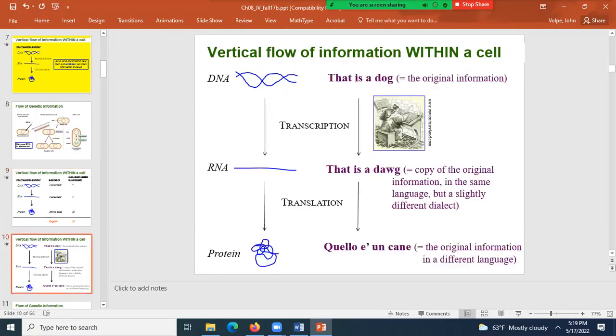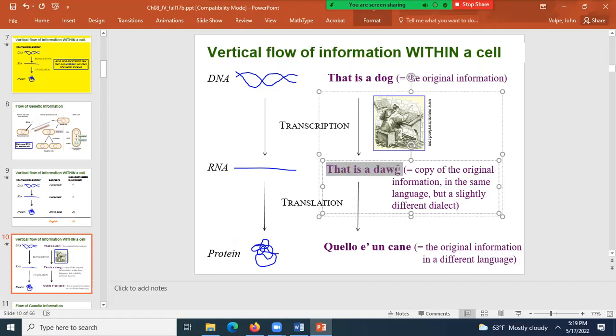Just a cute piece of information about how the language is translated. In DNA, the language would be, that is a dog. So that's encoded in the DNA. And then in RNA, it'll be the same information, but with a different dialect, something like, that is a dog. And then in protein, the information will be translated as quello è un cane, meaning the same information, but translated in a different language.